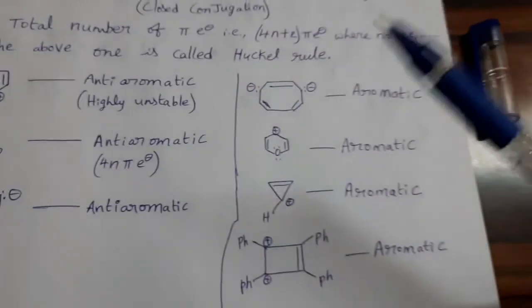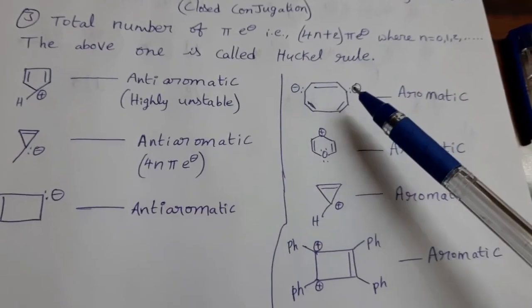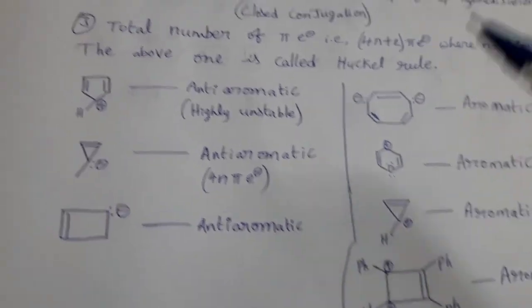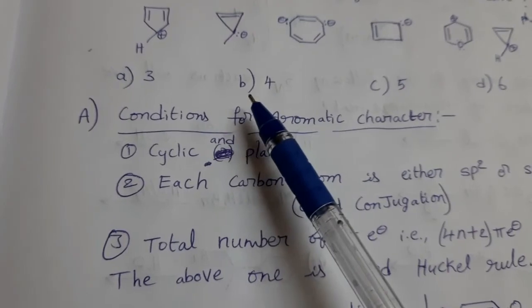So finally, how many ions are aromatic in the given ions? 4. Then what is the option? Option B is the answer.